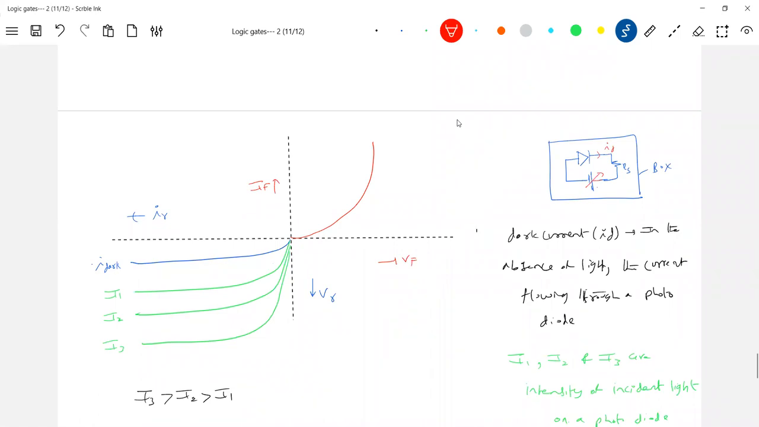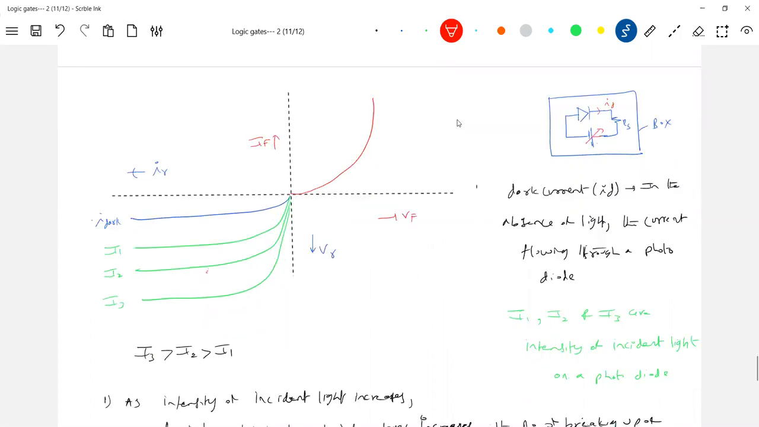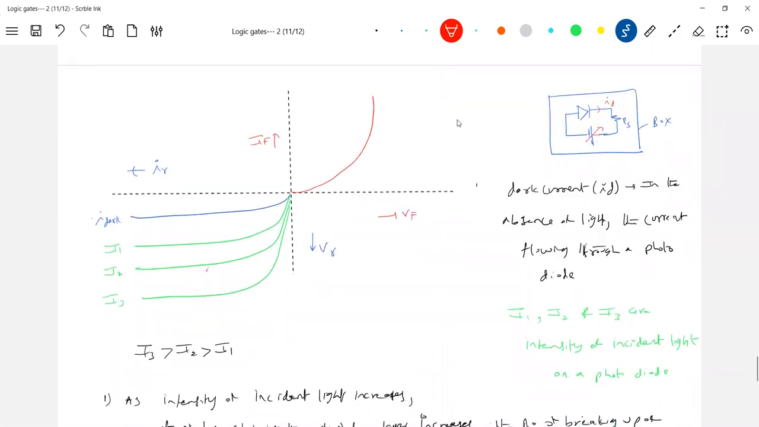Now this reverse current is due to what? Due to electron-hole pairs generated due to thermal agitation, and also the electron-hole pairs generated due to incident light. Is it okay? So I think I should write here. This current is due to electron-hole pairs generated due to thermal agitation only. Okay, I'm writing.